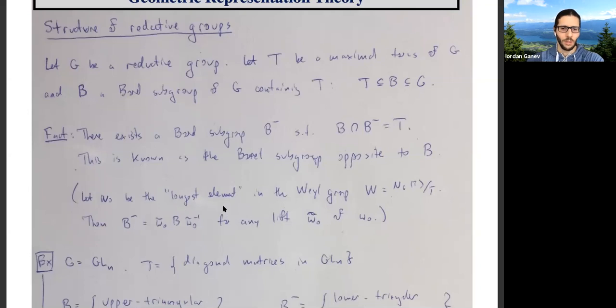One of the most intrinsic ways would be to think about it as a certain conjugate of B, the conjugate by a lift of the longest element in the Weyl group. The Weyl group has a notion of length, a length function which I'm not defining, but there's a unique longest element, and you can conjugate B by it, and you get B minus.